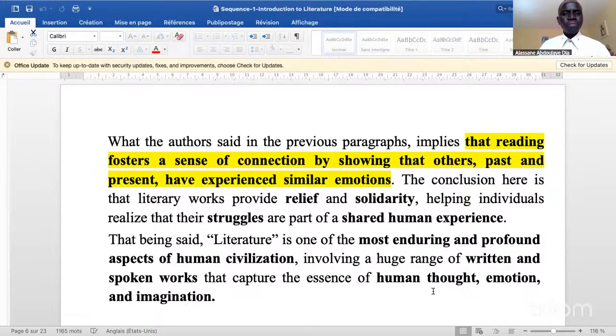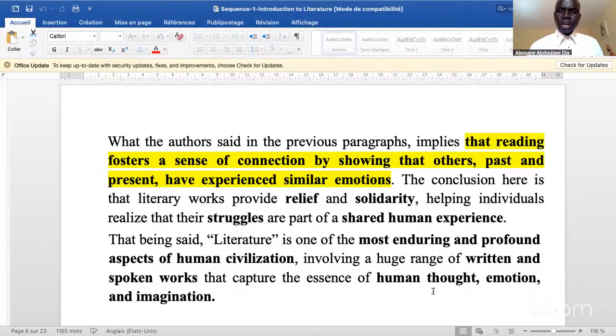because these people connect their life with the life of characters. That being said, literature is one of the most enduring, profound aspects of human civilization. This is the reason why we think literature is one of the most enduring and profound aspects of civilization. Why? Civilization is culture, and I told you that literature is part of our culture and our tradition. This is the reason why we practice literature.